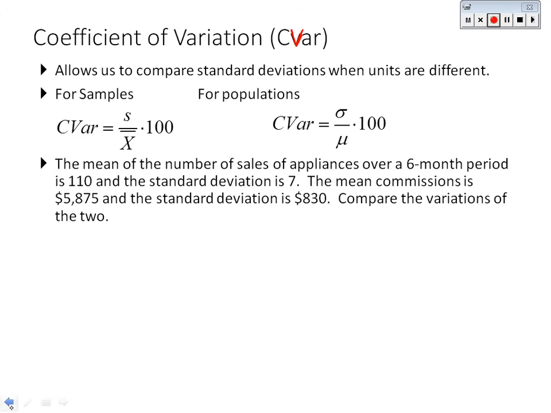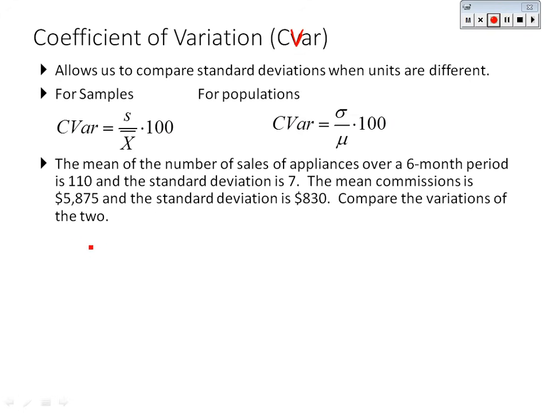So just one quick little example of this, just so you get an idea of what I mean by the units being different and what types of numbers or values we're going to get from this. The mean number of sales of appliances over a 6-month period was 110. Standard deviation was 7. The mean commission was $5,875 with a standard deviation of $830. If I wanted to actually compare the variations of the two, right now you're comparing apples and oranges. We have the number of appliances and we have dollars. So I can't really compare them very well until I get them to be similar unit-wise.